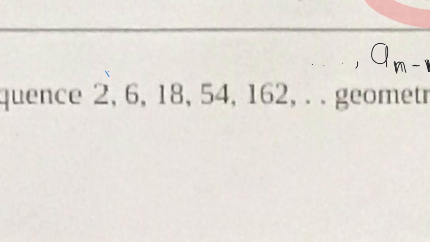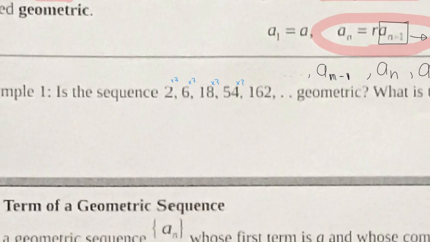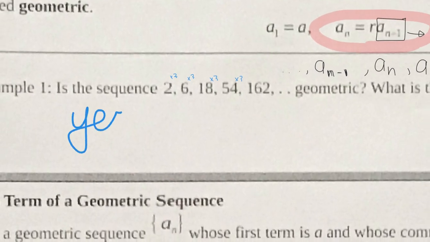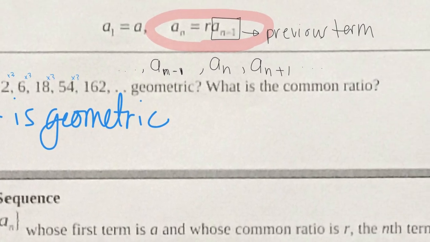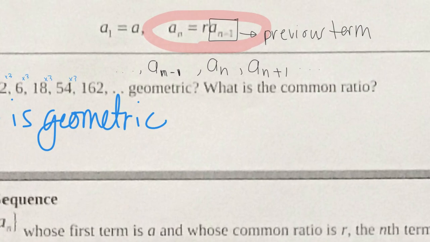Sure, 2 times 3 is 6. 6 times 3 is 18. 18 times 3 is 54. 54 times 3 is 162. Okay, so the answer would be yes, this sequence is in fact geometric, with a common ratio of, I believe, 3.